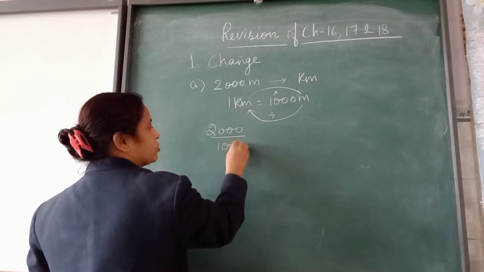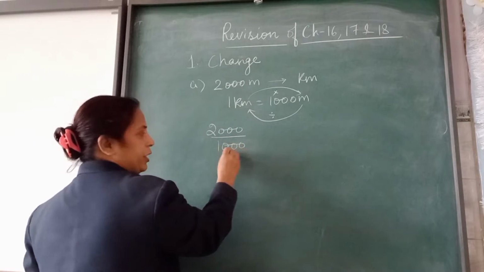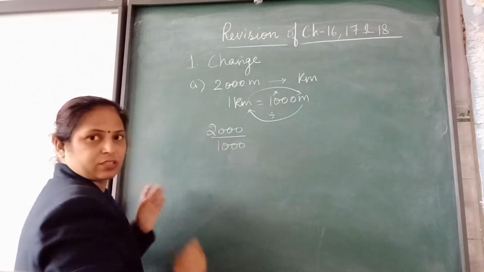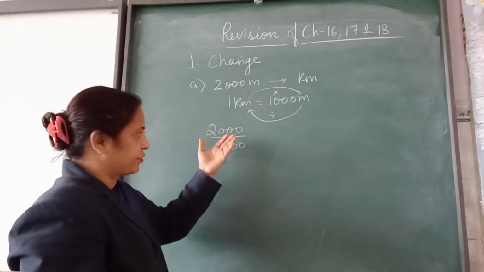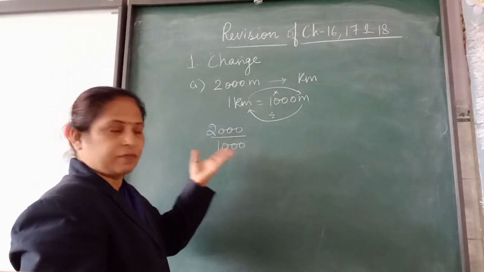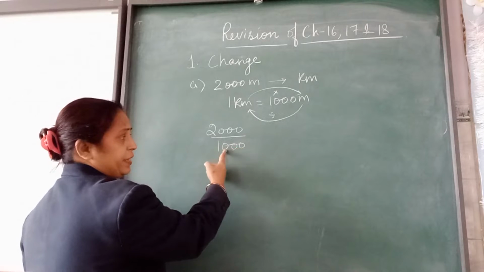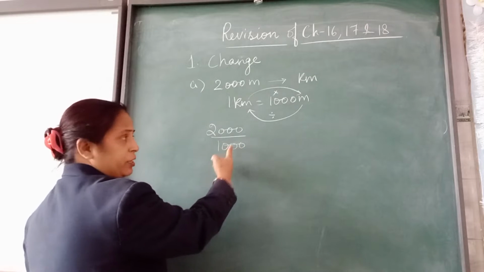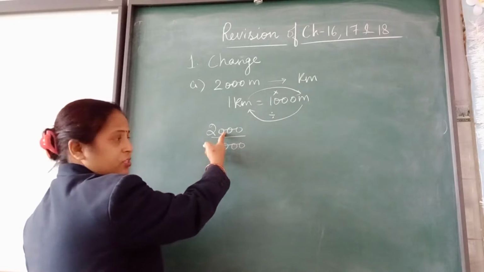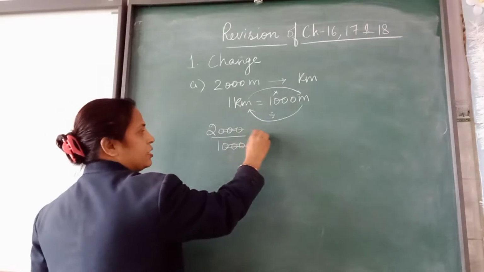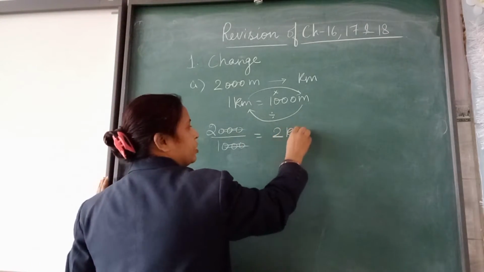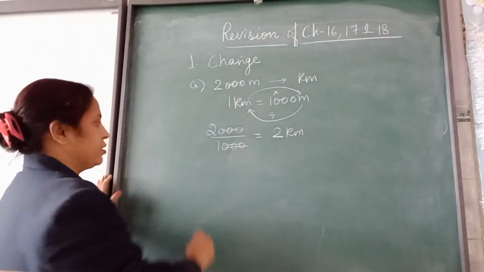2000 divided by 1000. Now you can see I have written it in fractions, as fractions have the relation of division. Here at the end 3 zeros are there in the denominator. Here also you can see 3 zeros are there. So you can cut them very easily. So the answer is 2 kilometers. Okay. Now see the next one.